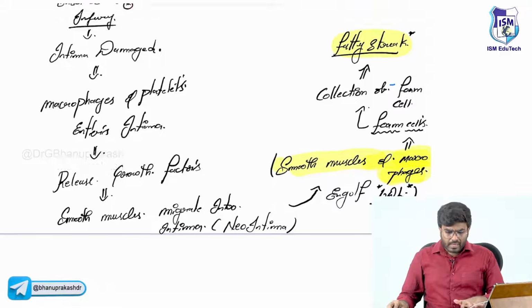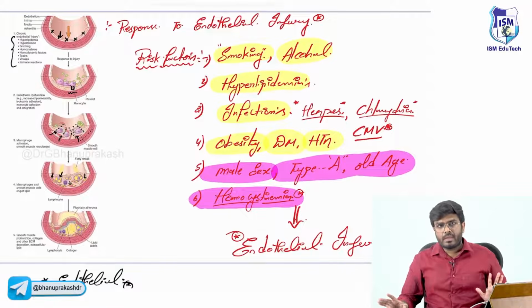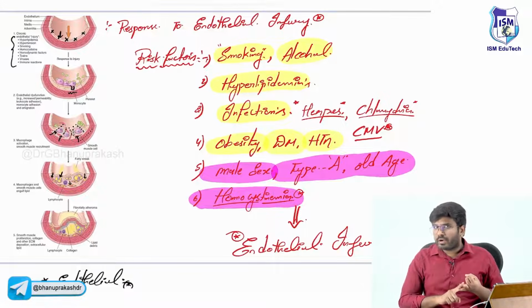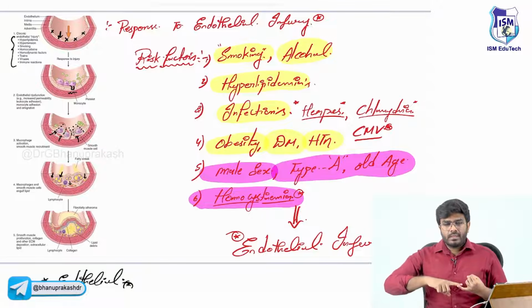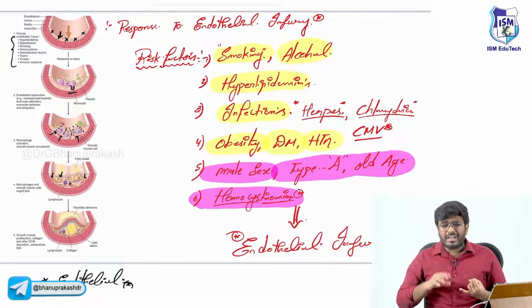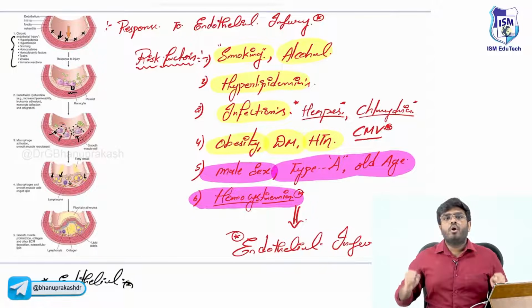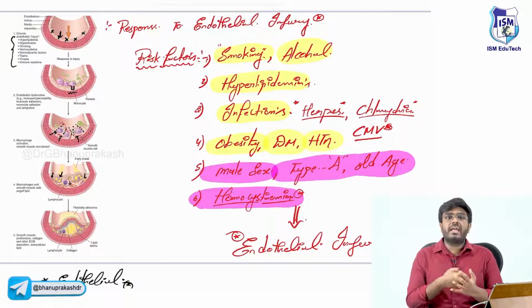Very simple. There are certain risk factors important for your exam. What are the risk factors? Modifiable risk factors and non-modifiable risk factors. Smoking, alcoholism, diabetes, obesity, hypertension, and certain infections like herpes, chlamydia, and cytomegalovirus, and non-modifiable risk factors like male sex, type A personality, and old age, and certain conditions like homocystinemia.